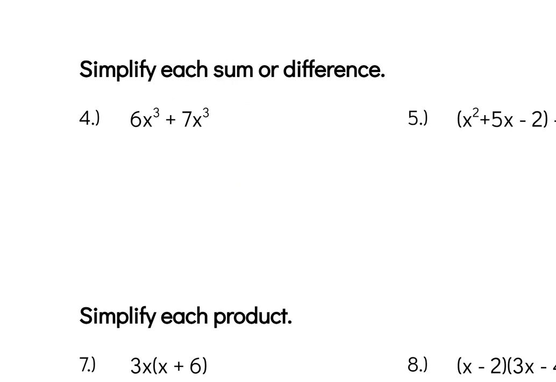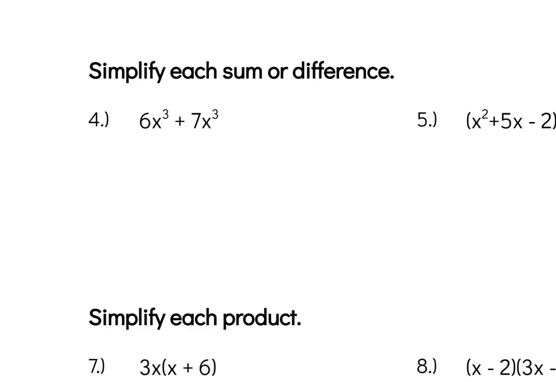Simplify each sum or difference. These guys are like terms. How do I know they're like terms? Because they both have an x cubed. This is like saying 6 boxes of a really particular type of cereal and 7 of the exact same type of cereal. So we will have 13 of those boxes of cereal.